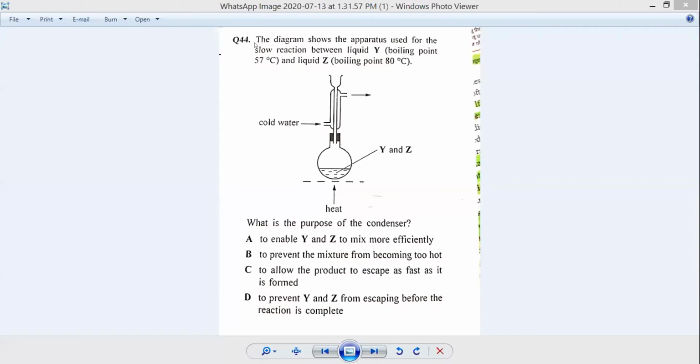So you guys can raise your hands, and I'll unmute you. So the diagram shows the apparatus used for the slow reaction between liquid Y, boiling point 57 degrees Celsius, and liquid Z, boiling point 80 degrees Celsius. What is the purpose of the condenser? A, to enable Y and Z to mix more efficiently. B, to prevent the mixture from becoming too hot. C, to allow the product to escape as fast as it is formed. D, to prevent Y and Z from escaping before the reaction is complete. You can also enlarge your screen if you want to read it better.